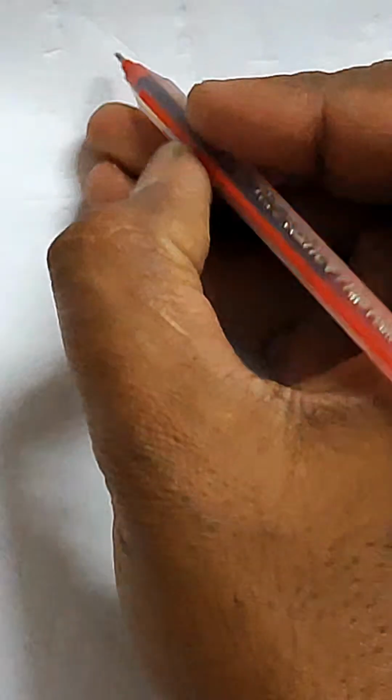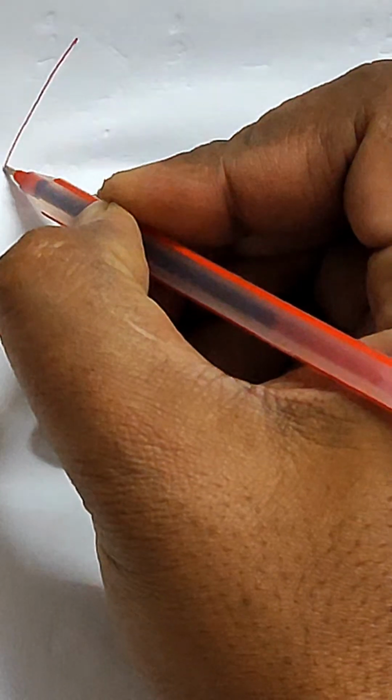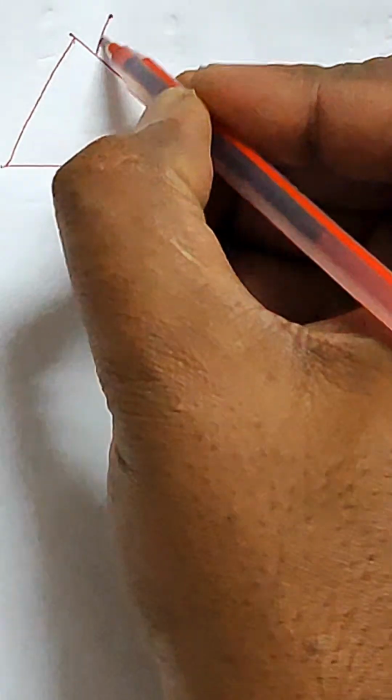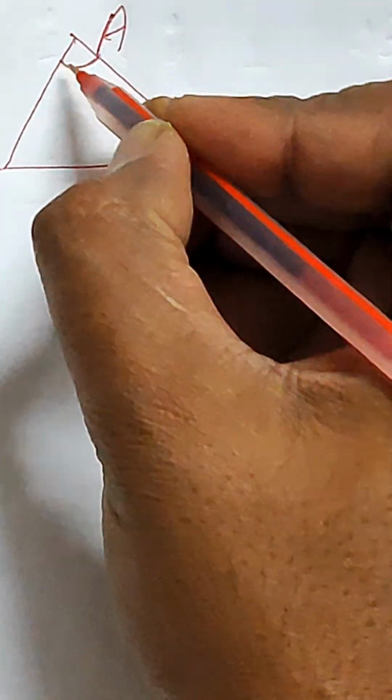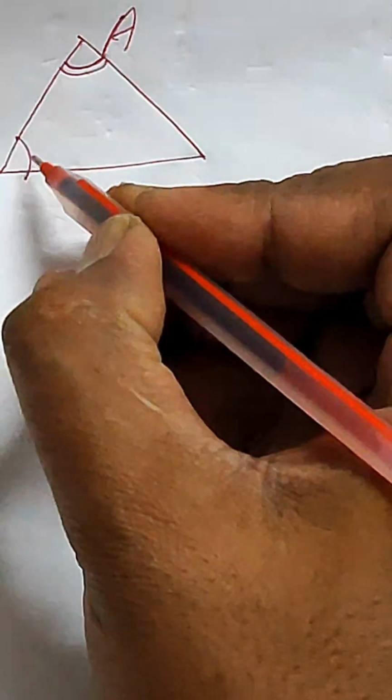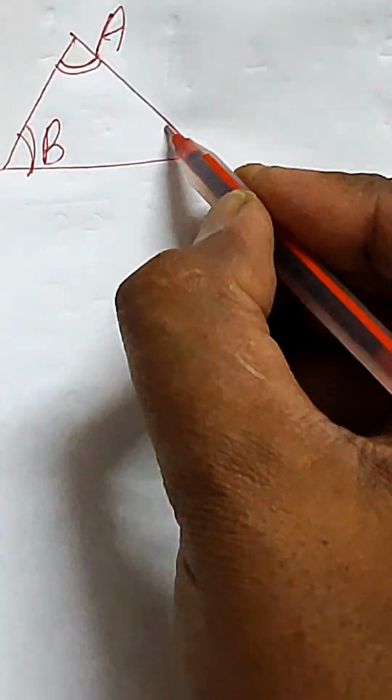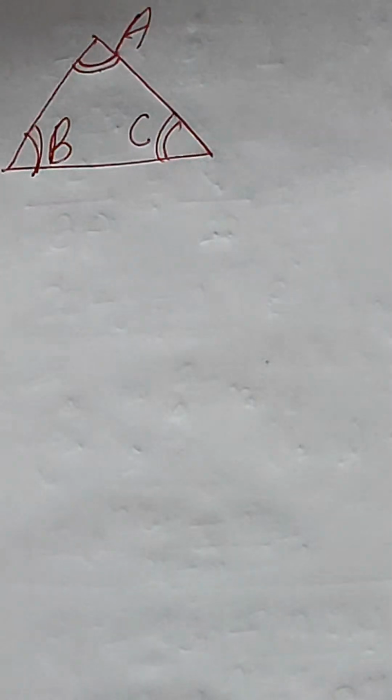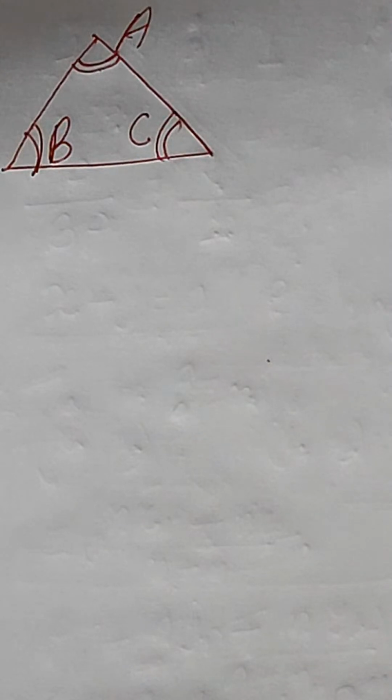There is a triangle. Okay, there is a triangle whose interior angles are A, B, and C. Let's say any triangle, right? And whose interior angles, let's say this angle is A, this angle is B, and this angle is C, right? It's given that. Now we need to prove what we need to prove.